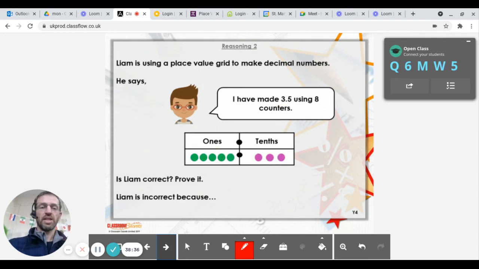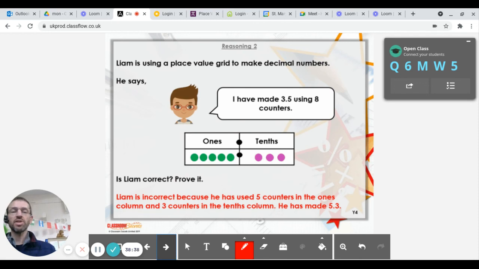So let's look at this. Liam's incorrect because he has used 5 counters in the ones column and 3 in the tenths column. He's made 5.3.